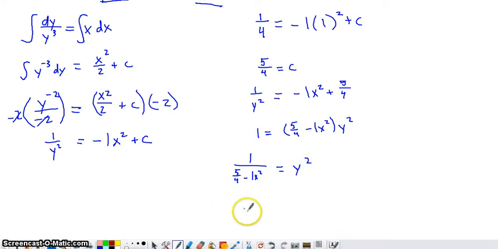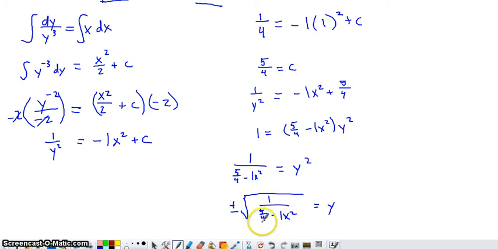What's y? We'll take the square root of each side, and you end up with plus or minus the square root of 1 over 5/4 minus 1x squared, or minus x squared. That's what y equals. This is kind of an ugly particular solution. We typically don't like to see a fraction within a fraction here, so there's some arithmetic that you could do to clean that up and resolve that issue.